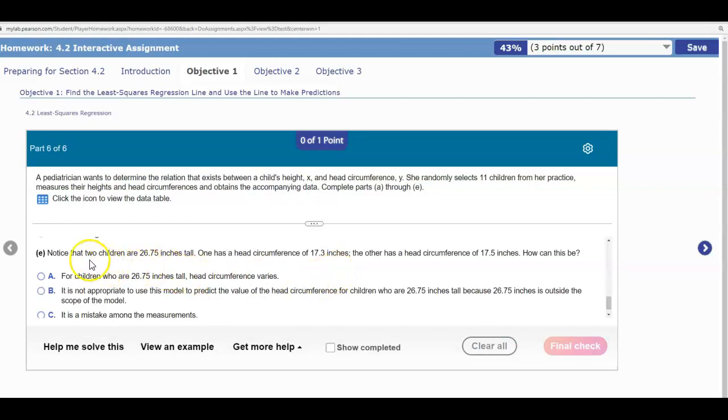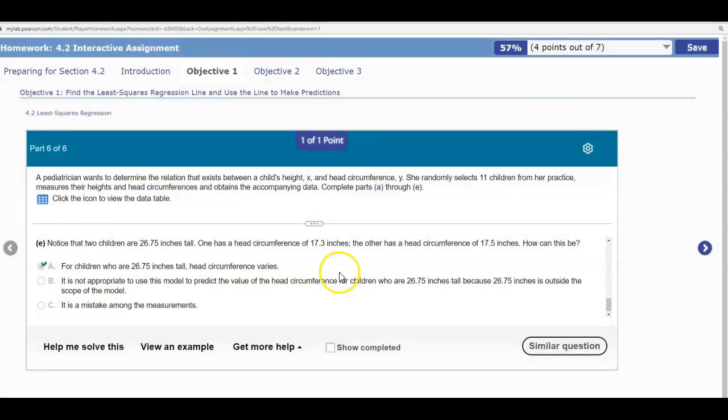Okay, and it says, notice that 2 children are 26.75 inches tall. One has a head circumference of 17.3 inches. The other has a head circumference of 17.5 inches. Well, how can this be? The reason is that if there are 2 children that are 26.75 inches tall, their head circumference is going to vary. So one can have a 17.3 head circumference, another one can have 17.5. Therefore, the answer is going to be A. And that concludes this question.